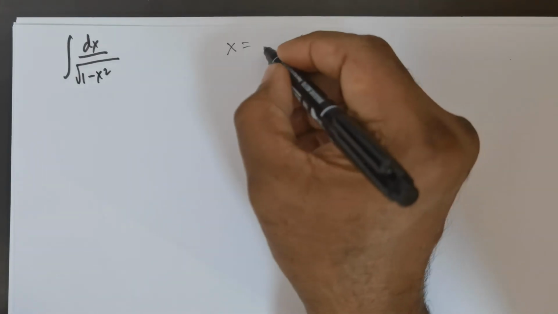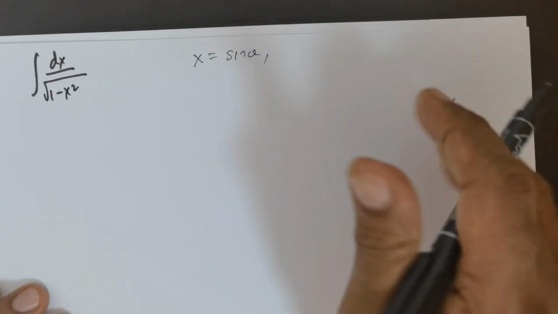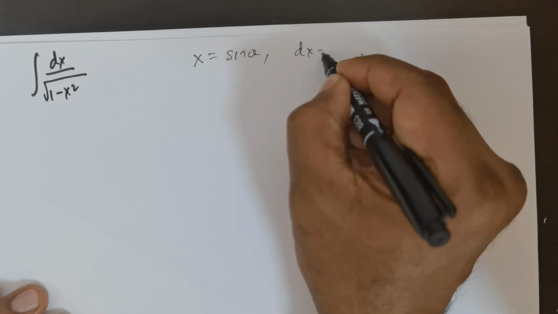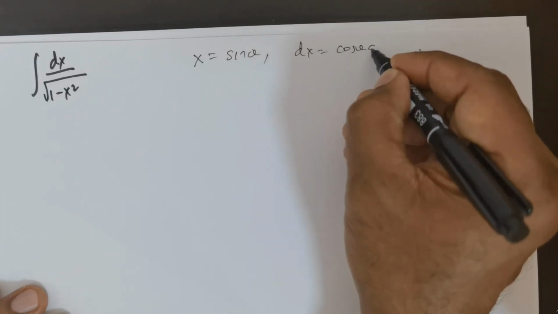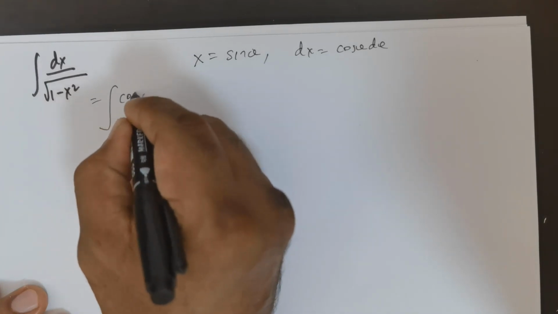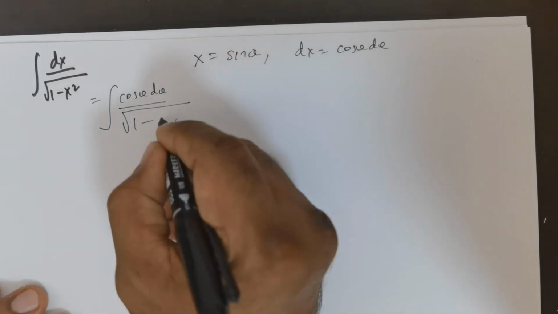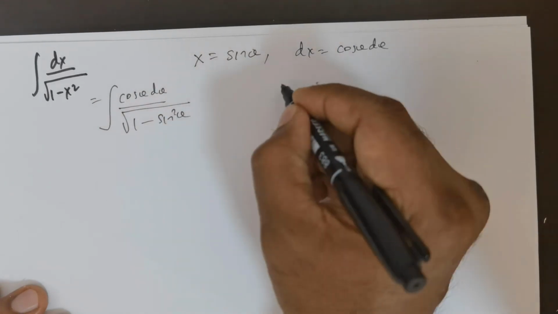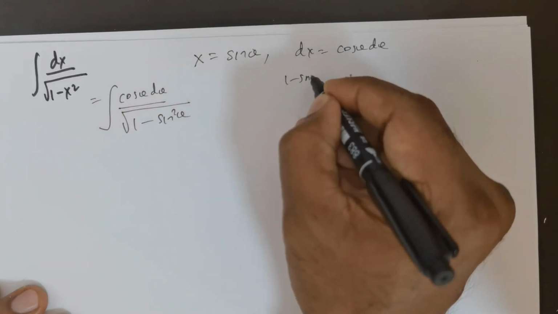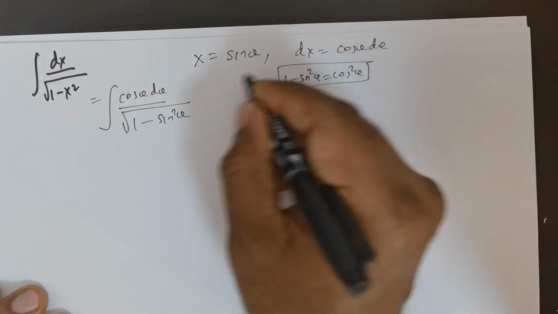So foremost I will start off by taking x is equal to sine theta. If you differentiate this, you get dx equals the differential of sine theta, which is cos theta d theta. So this is rewritten as, in place of dx you substitute cos theta d theta divided by root of 1 negative, in place of x you substitute sine square theta. Now we have a formula, 1 negative sine square theta is cos square theta, so you substitute that.